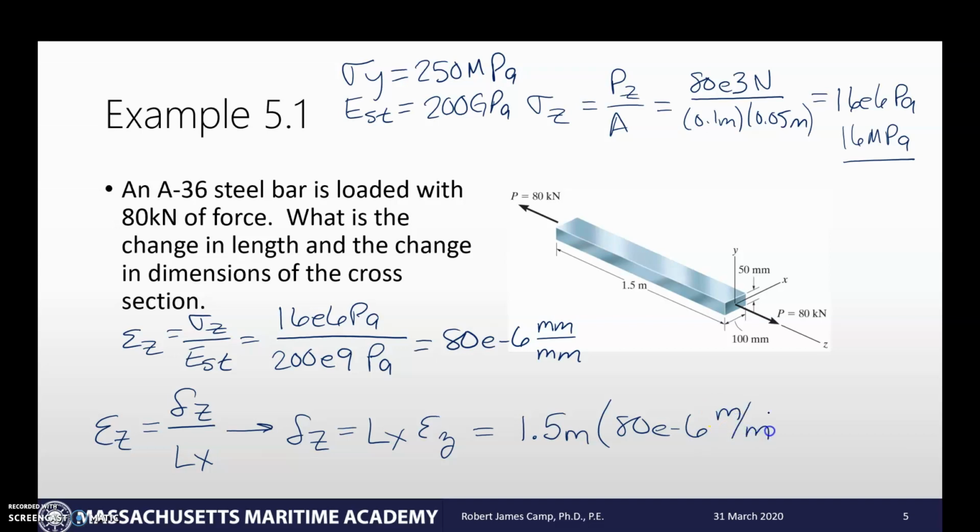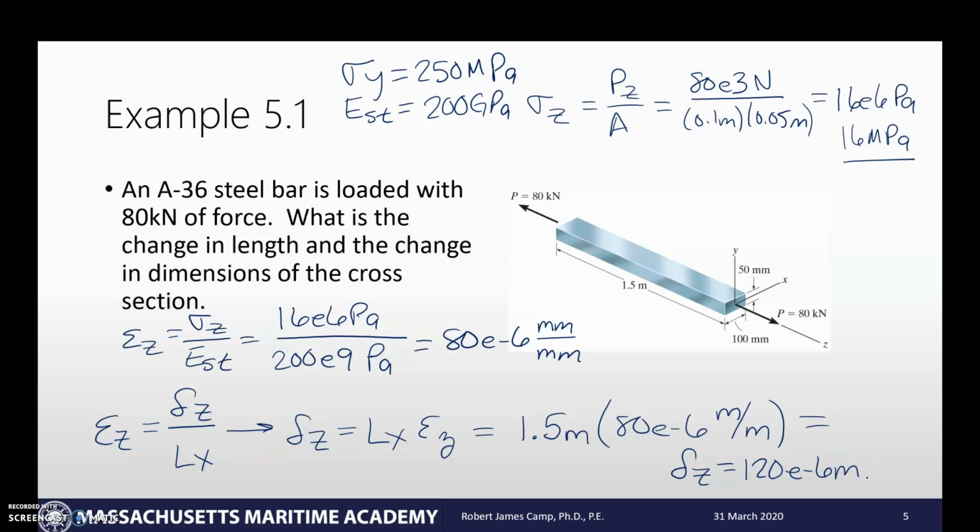I'm going to write meters per meter here because I want this to all work out. I could use millimeter per millimeter, it doesn't matter because it's technically unitless. I just changed it to meters to match what I've got here. Now if I calculate everything out, I bash that into my calculator, I will get 120 times 10 to the negative 6 meters.